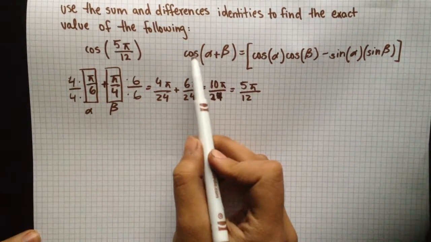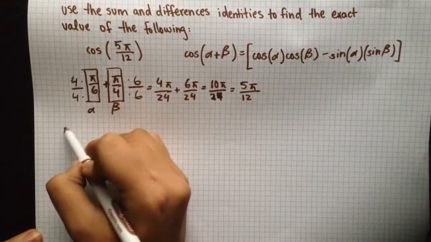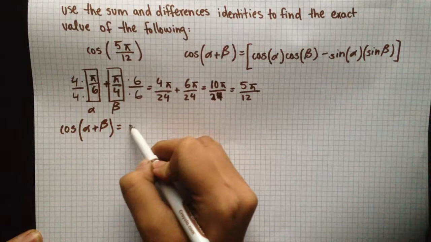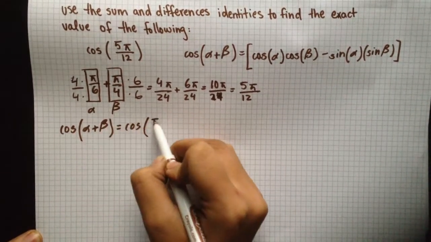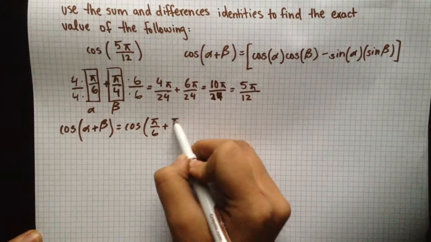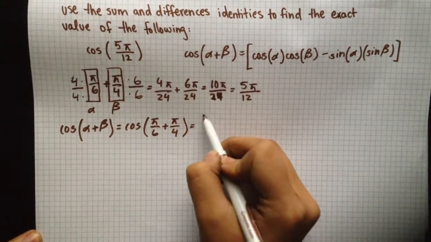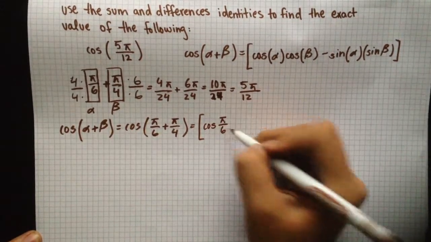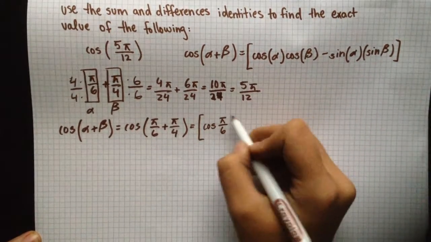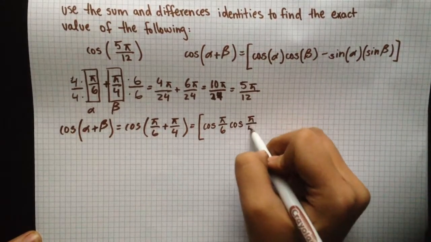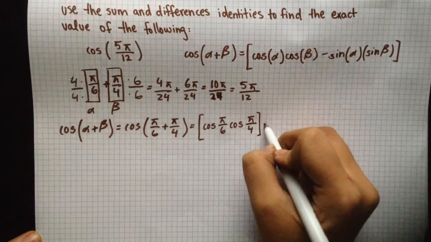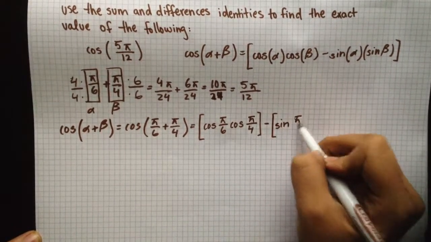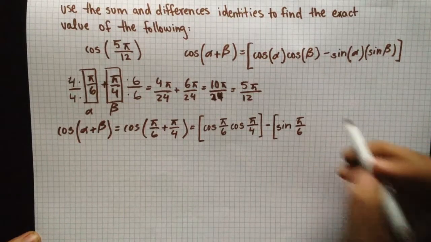So I'm going to use this formula. Cosine of alpha plus beta equals cosine of pi over 6 plus pi over 4, which equals cosine of pi over 6 times cosine of pi over 4, minus sine of pi over 6 times sine of pi over 4.